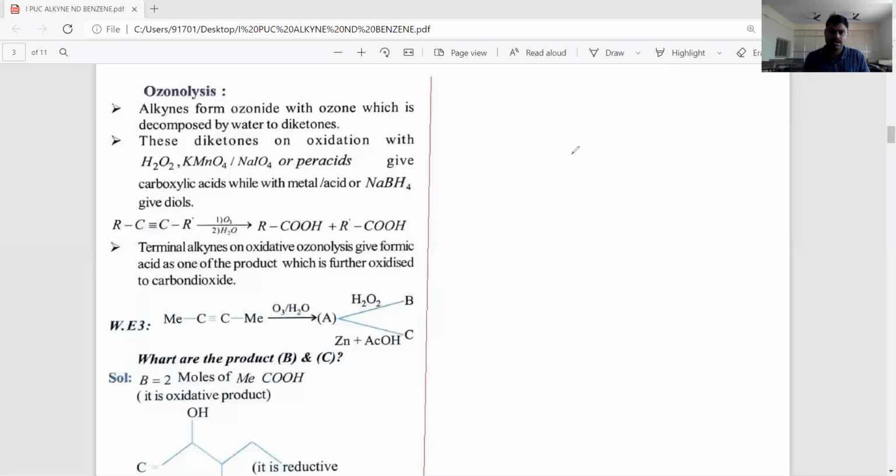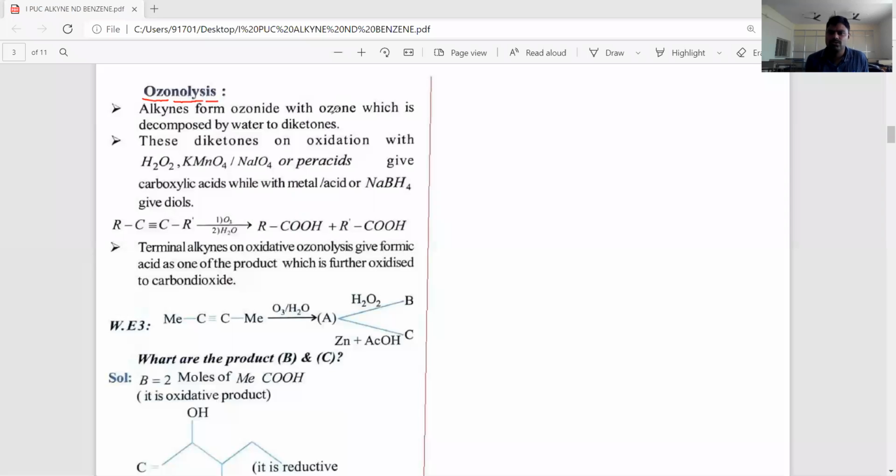Okay, students, in the last class we discussed the chemical properties of alkynes. One more important chemical property is the ozonolysis reaction. What is ozonolysis? We already discussed the ozonolysis reaction in the alkenes chapter. Ozonolysis is nothing but the addition of ozone.